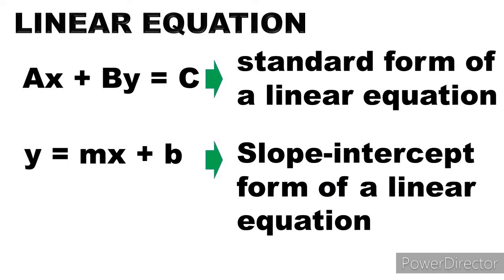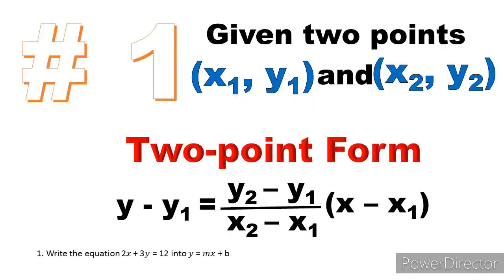Okay, before we proceed, let's recall that the linear equation can be written in two forms, okay? So the first one is what we call the standard form. The standard form of a linear equation, and that is ax plus by equals c. And the second one is what we call the slope-intercept form of a linear equation, and that is y equals mx plus b.